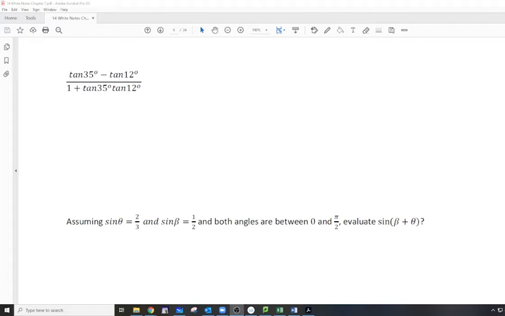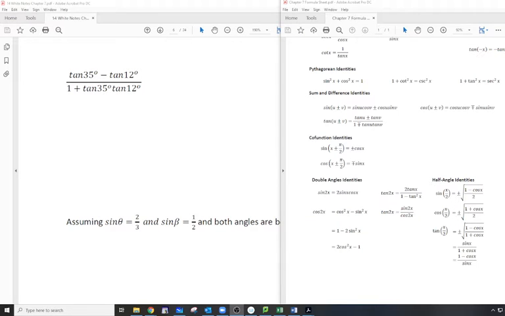So if you look at this one, we've got the tan of 35 minus the tan of 12 over 1 plus the tan of 35 times the tan of 12. You're going to recognize this format as one of your sum or difference identities. So what you're going to do is go to your formula sheet, which I now have up here magically, and look at your sum and difference identities.